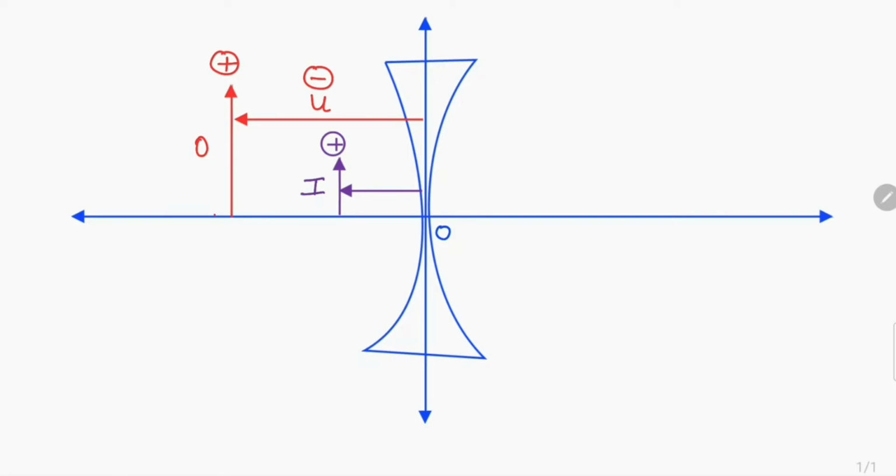Correct? What about the distance of image from the lens on the left hand side? So V will be negative. As well as focal length also is somewhere here, F2. So focal length also is negative. So you can see U, V and focal length, all three things are negative in case of concave lens.